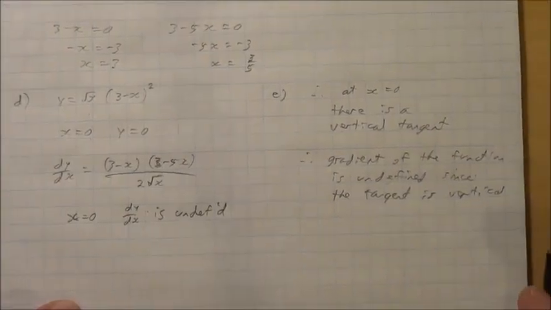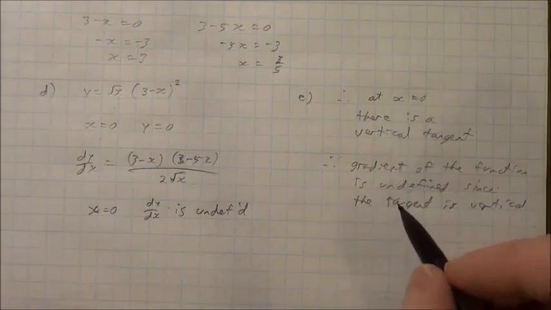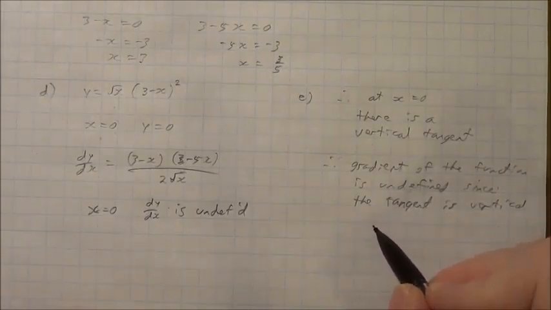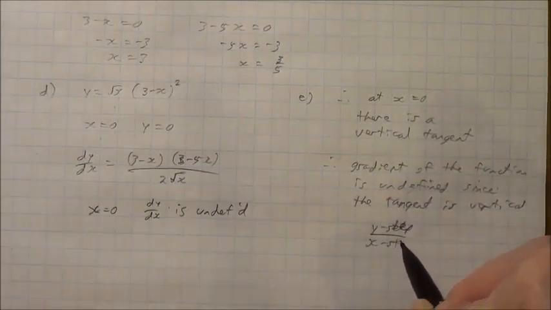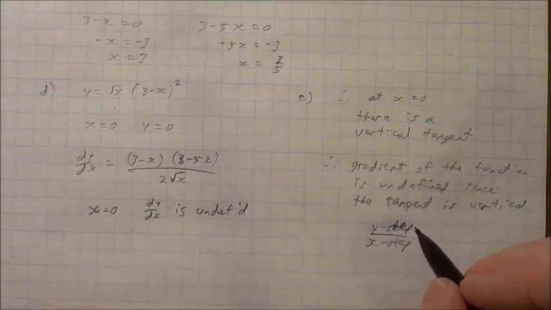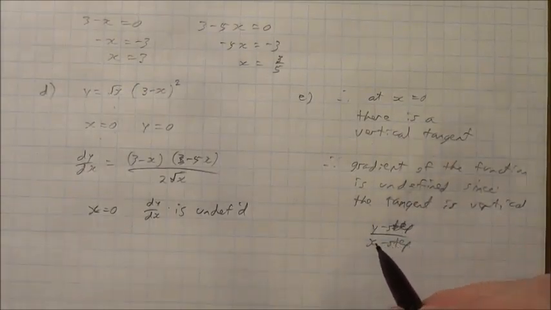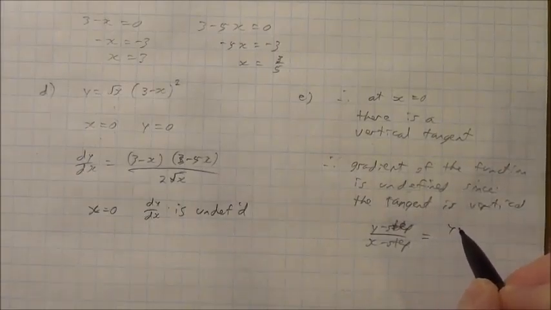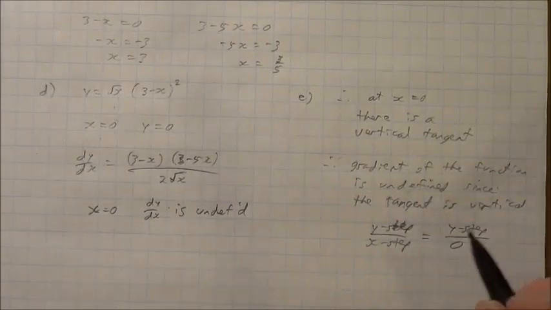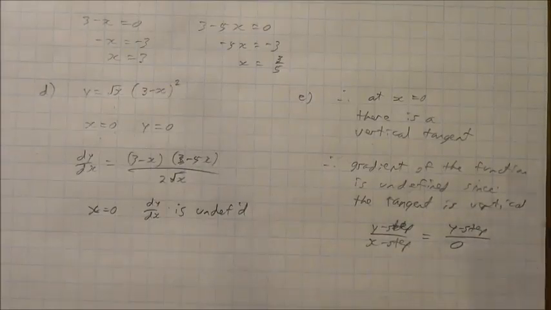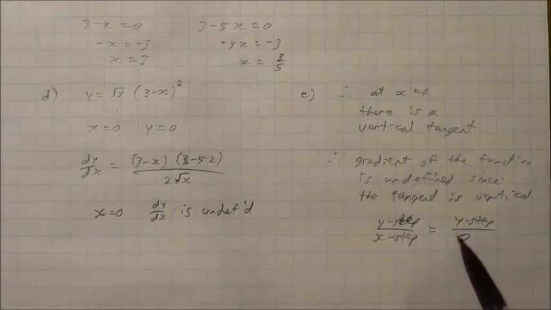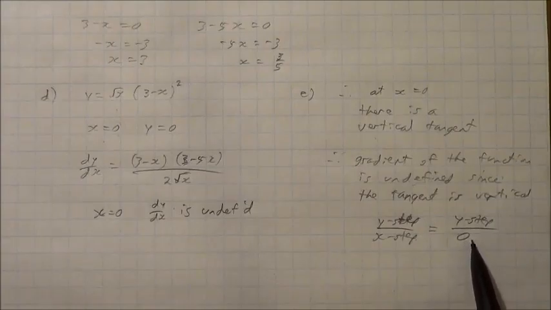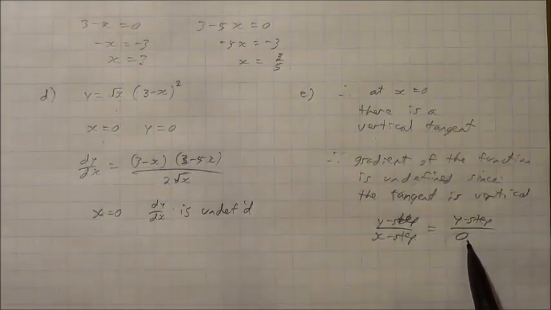If you're used to seeing gradient described as y step over x step, or other times people say rise over run, if there's 0 x step and it's all y step, then because the 0 is in the denominator, that means it's all rise, 0 run, and that 0 in the denominator makes the function undefined, so the gradient would be undefined at that point.